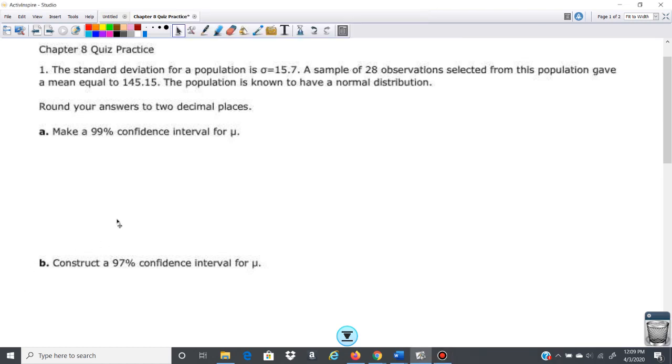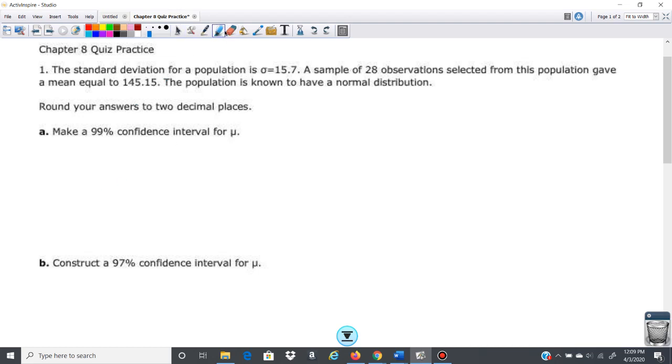Okay, we're going to practice for our Chapter 8 quiz a little bit here. So let's take a look at our first problems. We have the standard deviation for a population is 15.7. We have a sample of 28 observations selected, and we have a mean of 145.15. The population is known to have a normal distribution, and then we're making some confidence intervals here.